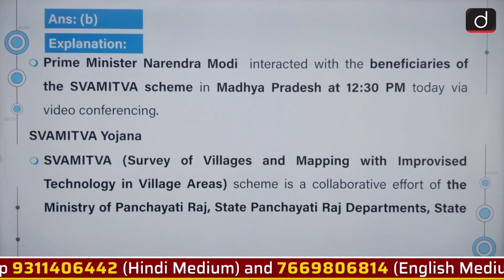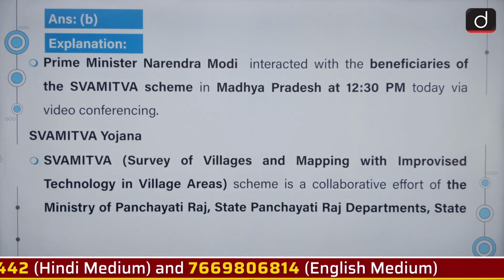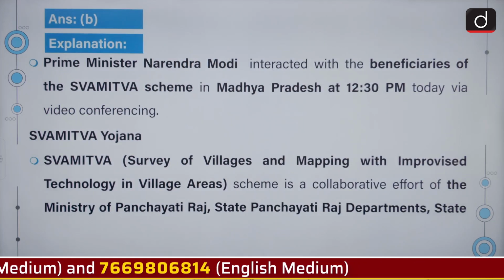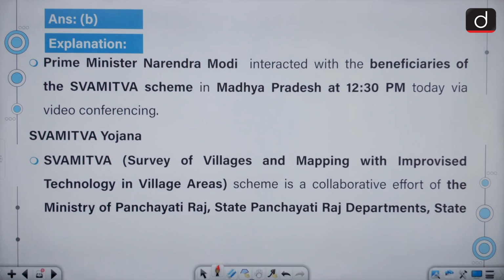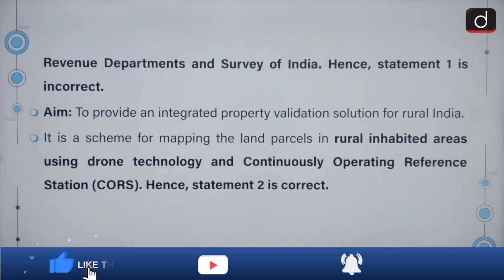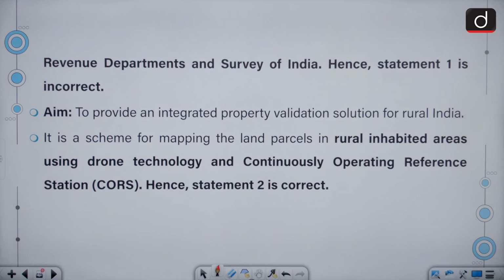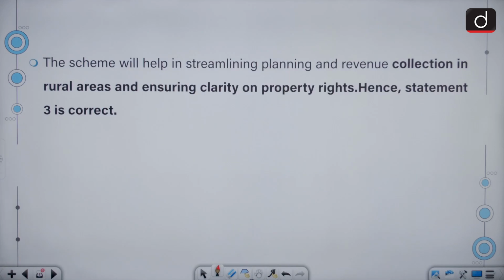Prime Minister Narendra Modi interacted with the beneficiaries of the SVAMITVA scheme in Madhya Pradesh today via video conferencing. SVAMITVA, that is Survey of Villages and Mapping with Improvised Technology in Village Area scheme, is a collaborative effort of the Ministry of Panchayati Raj, State Panchayati Raj Department, State Revenue Department and Survey of India. The aim is to provide an integrated property validation solution for rural India. It is a scheme for mapping the land parcels in rural inhabited areas using drone technology and CORS. Also, the scheme will help in streamlining planning and revenue collection in rural areas and ensuring clarity on property rights.